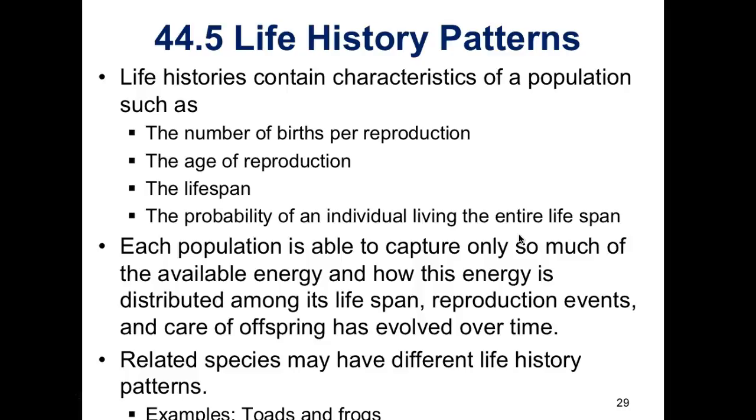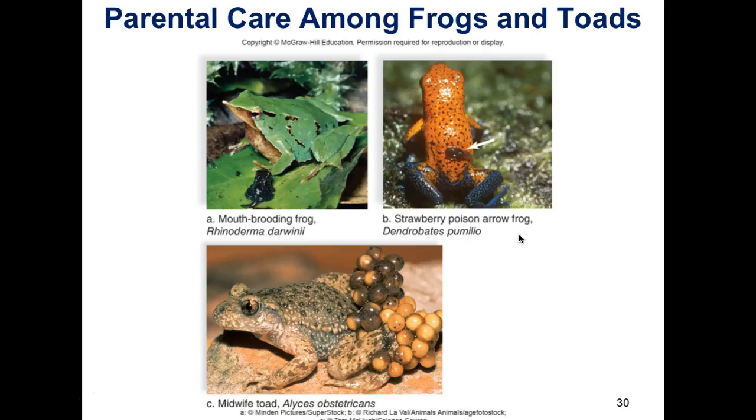Related species may have different life history patterns. Examples, toads versus frogs. So here you can see parental care among frogs and toads. Here you have a toad, the midwife toad. She carries all her babies on her back. Here you have the strawberry poison arrow dart frog, and the strawberry poison dart frog will carry its one tadpole on its back. Here you have the mouth brooding frog. The mouth brooding frog will carry its young in its mouth. So those are different ways that they will care for their young.